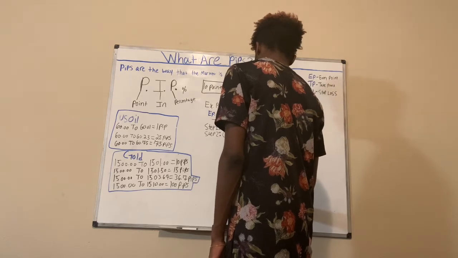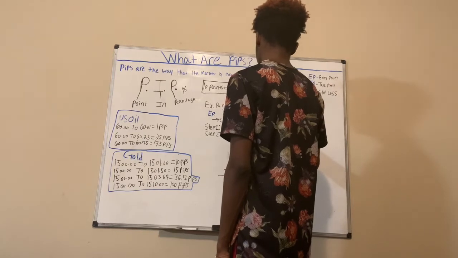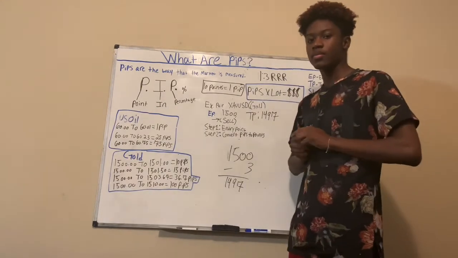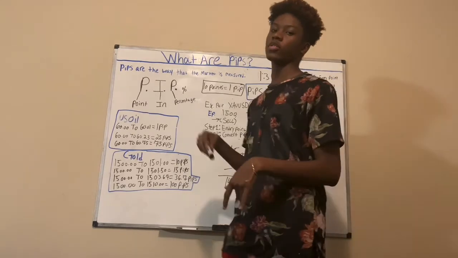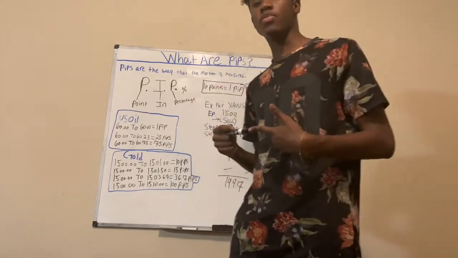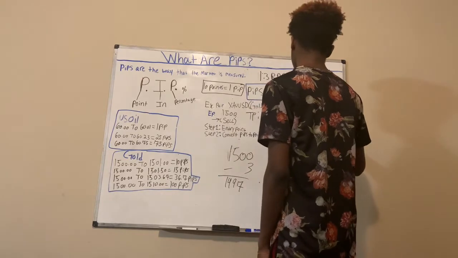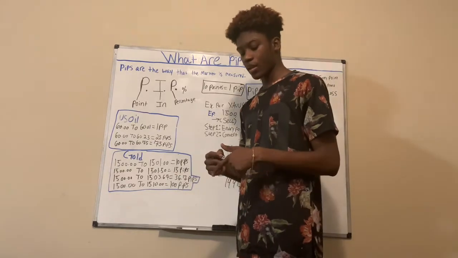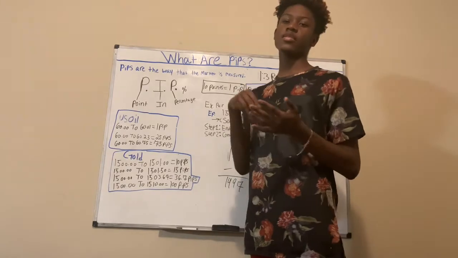So TP is gonna be 1497. And then it's the same thing when it comes to the stop loss. Remember, when we're in a sell, we want the market to go down, so the stop loss is gonna be higher than our entry. So what's 1500 plus 1? 1501. So our stop loss is going to be 1501. Simple. This whole video is about pips, and this is the simplest, easiest way that I can put it.